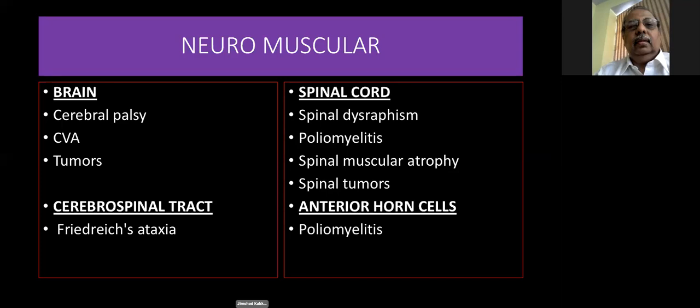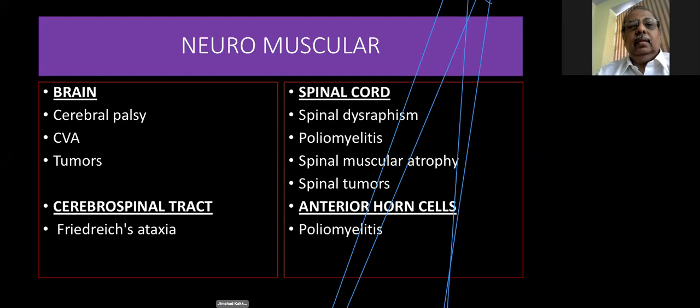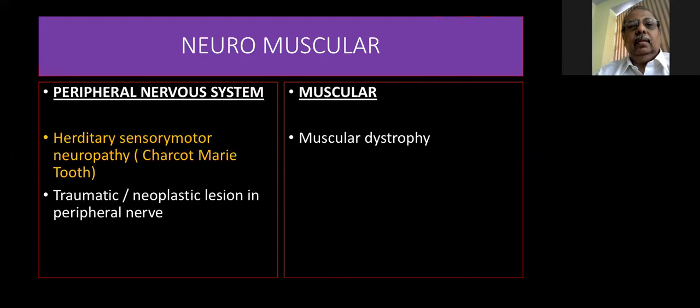Or in the spinal cord, as in the case of poliomyelitis, or spinal dysraphism, or spinal muscular atrophy, spinal cord tumors. You don't need to remember all these. You just remember one or two. Then in the anterior horn cell, it is poliomyelitis. Peripheral nerve, it is the hereditary sensory motor neuropathy, or the Charcot-Marie-Tooth, which is the most common condition. Or it can be due to traumatic lesions of the peripheral nerve, or neoplastic lesions of the peripheral nerve, and muscular dystrophy.